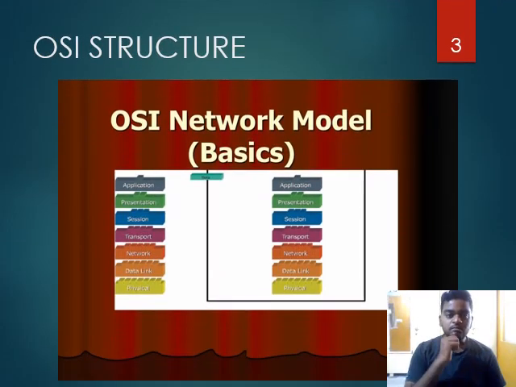First, the OSI structure. In the OSI network model, we have a structure called application, presentation, session, transport, network, data link, and physical.